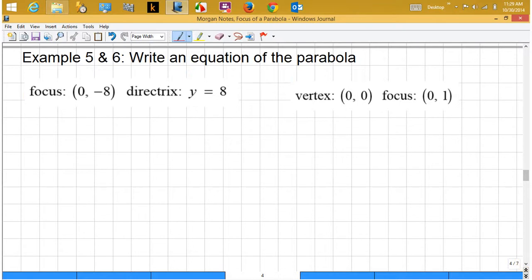Here I have a focus at a negative 8 and a directrix at a positive 8. So what's my value of p? Okay, p is equal to negative 8. Now what way does this parabola open? Let's think about it. The focus is 0, negative 8. That's opening downward. Okay, so this is going to be an x equals y squared.